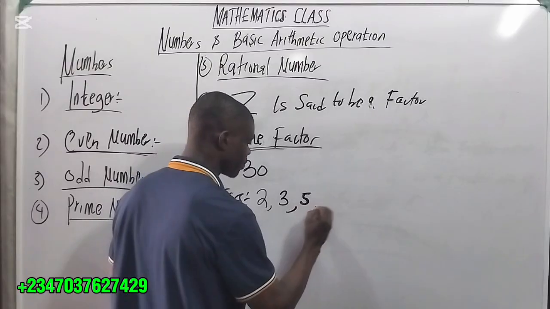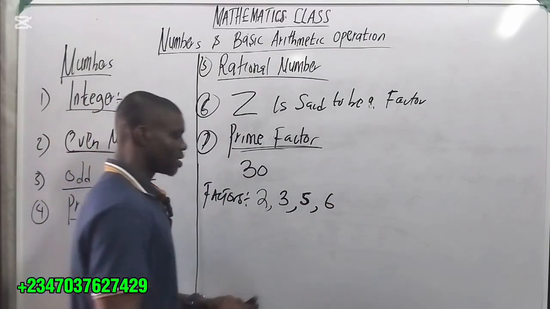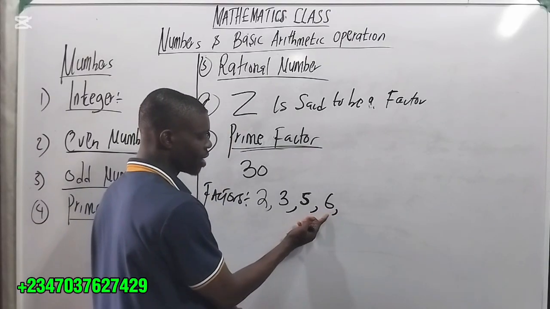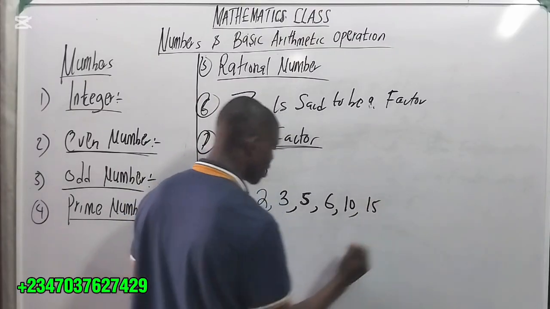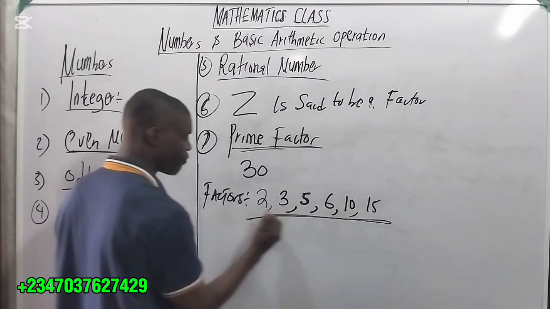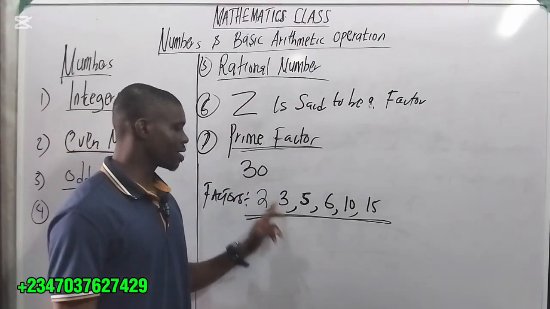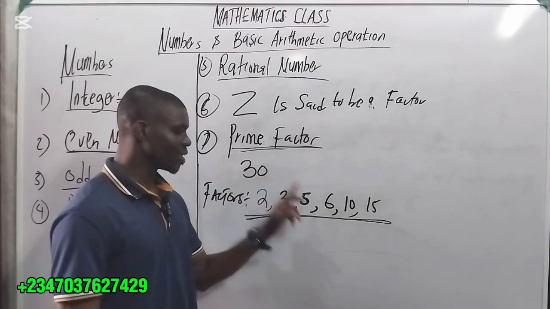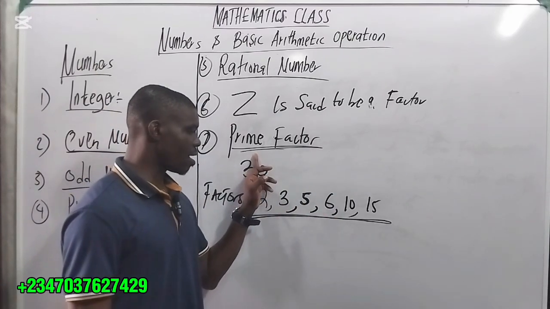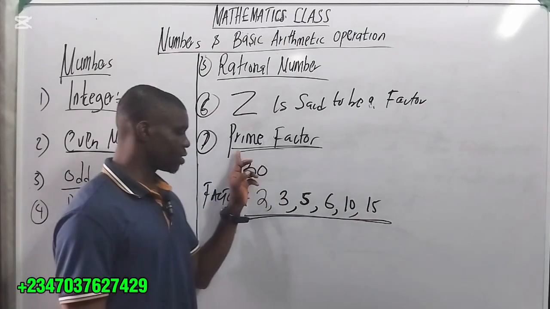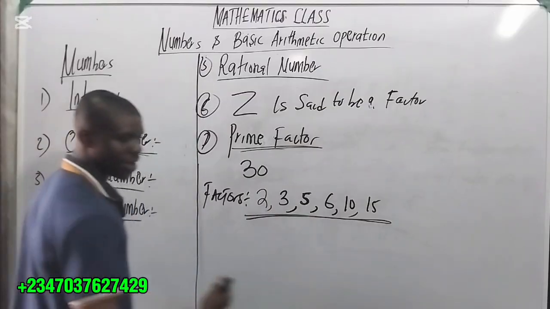Another one is 6. 6 can go into 30 to give you 5. The next one after 6 is 10. 10 can go into 30, and 15 can go into 30. These are all the factors of 30. Now, if you check it very well, which of these numbers are prime numbers?